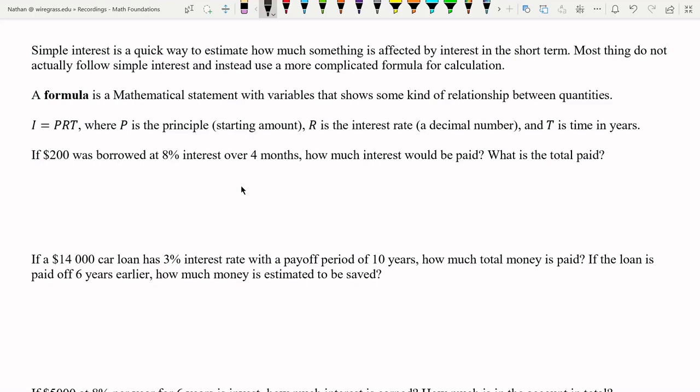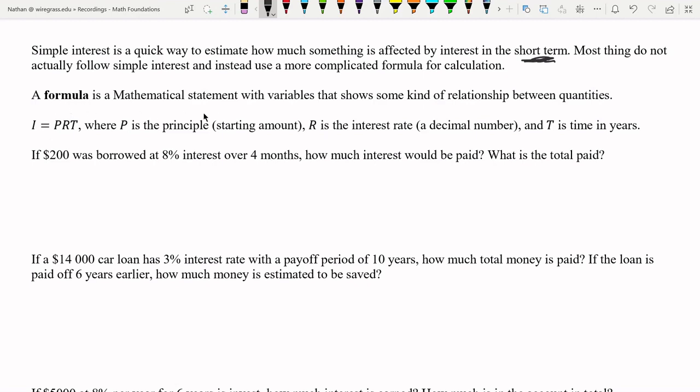Simple interest is a quick way to estimate how something is affected by interest in only the short term. Many things do not follow simple interest. They actually follow a more complicated formula, but simple interest is very simple to calculate. That's why it's called simple interest.